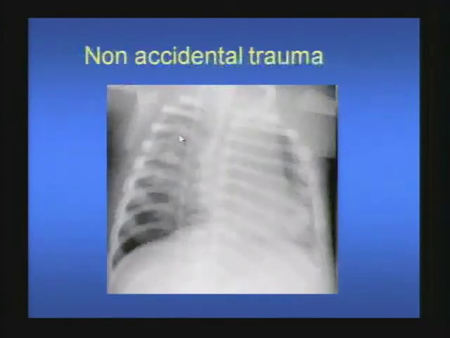Another example, an oblique chest radiograph showing multiple fractures involving both the anterior and notably the posterior aspects of several ribs at various stages of healing. Again, this pattern of fracture has a high specificity for inflicted mechanism of injury.